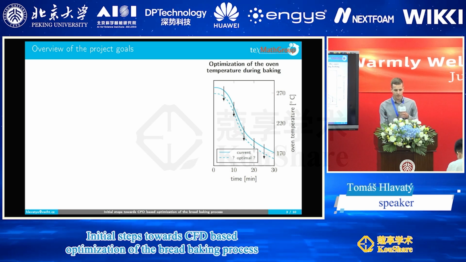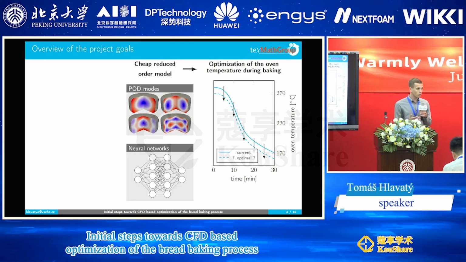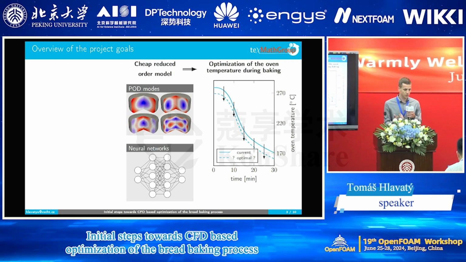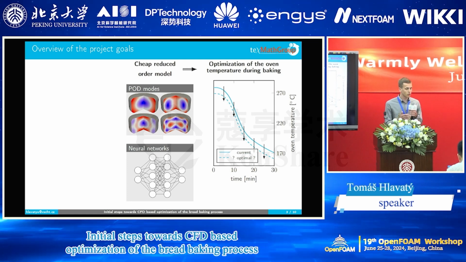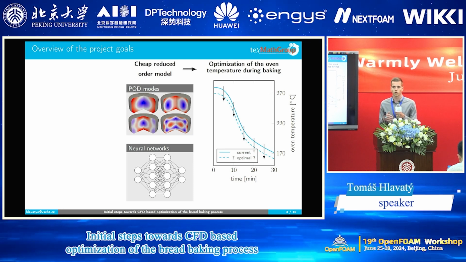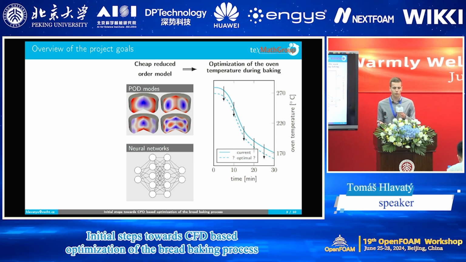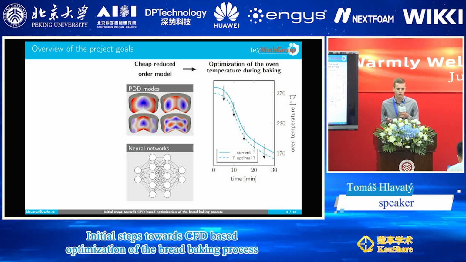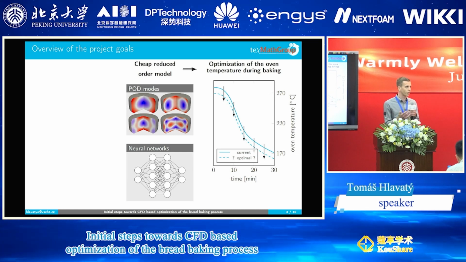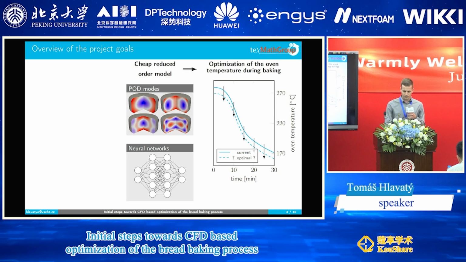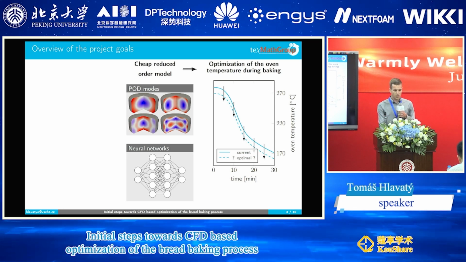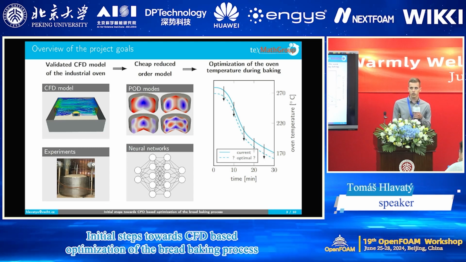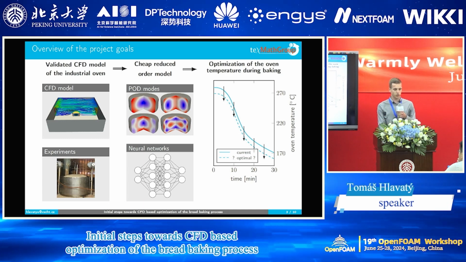the so-called baking curve. And to do so, we would like to develop a really cheap and fast reduced order model using standard techniques of reduced order modeling, like proper orthogonal decomposition. Maybe you know it as singular value decomposition, coupled together with neural networks and used for interpolation of the coefficients. But of course, for this reduced order model, we firstly need a validated CFD model of the process, and that's the thing that I will talk about today.